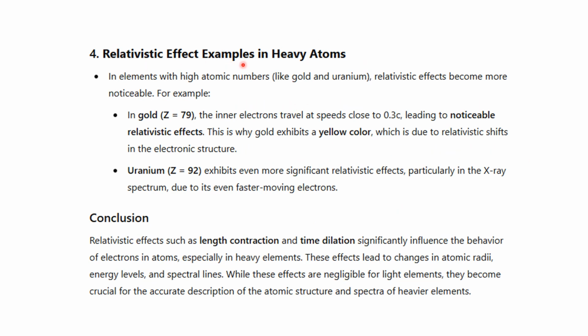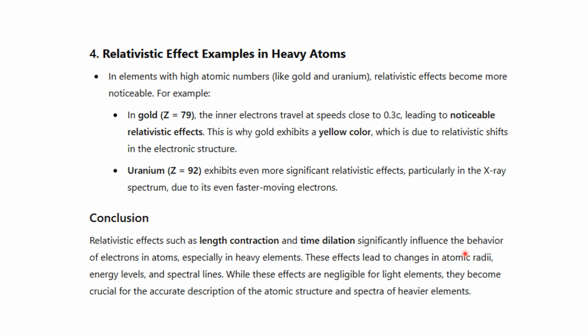Fourth is relativistic effect examples in heavy atoms, like gold and uranium. They become more noticeable. Gold has an atomic number of 79. Inner electrons travel at speeds close to 0.3c, leading to noticeable relativistic effects. So gold exhibits yellow color due to relativistic shifts in the electronic structure. Uranium, जिसका atomic number है 92, exhibits even more significant relativistic effects, particularly in the X-ray spectrum, due to even faster moving electrons.